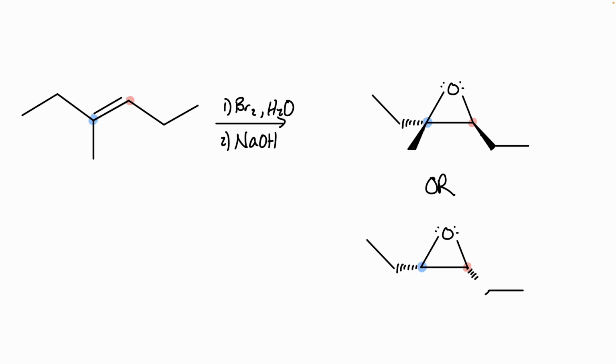Either these bonds on a dash, and this bond on a wedge. That's fine too. All right, either one of those are acceptable. But importantly, these two groups, they're on the same side of my alkene. So those two groups better be on the same side in my epoxide.